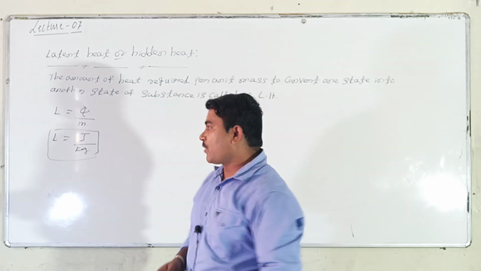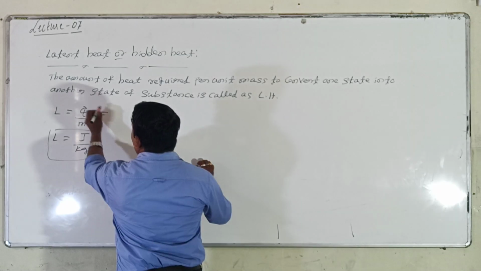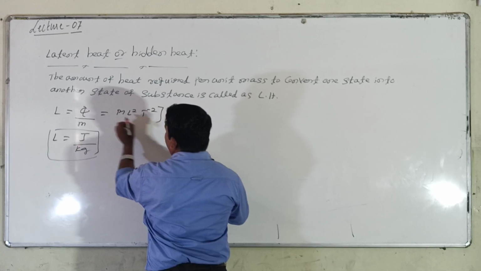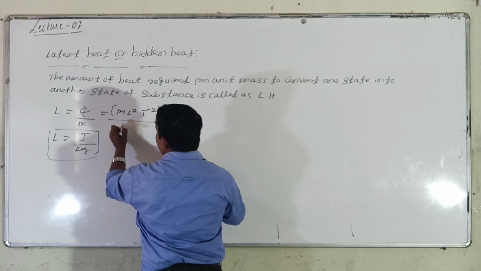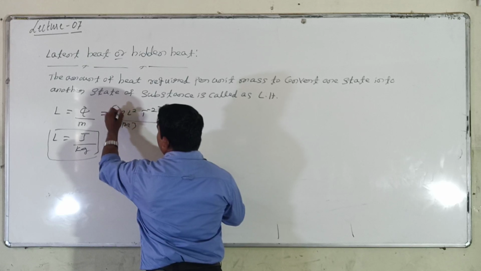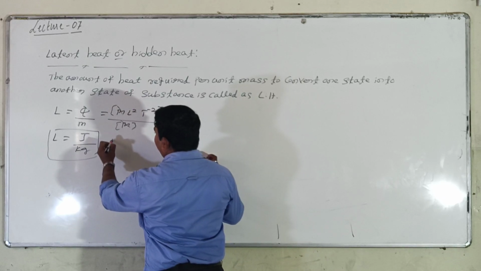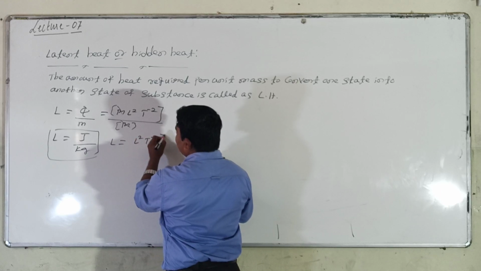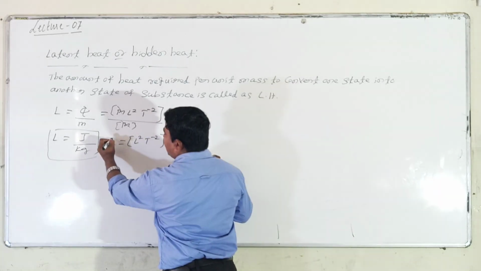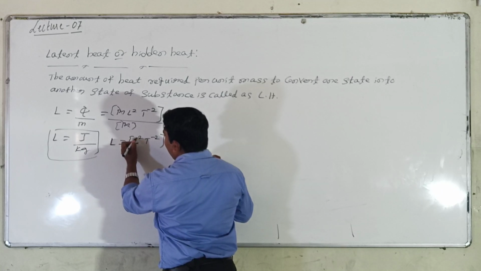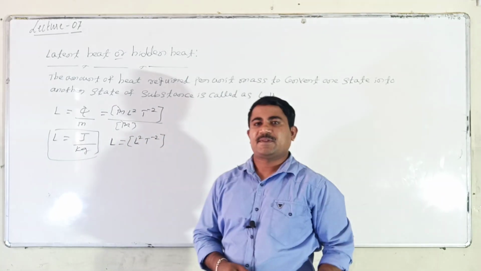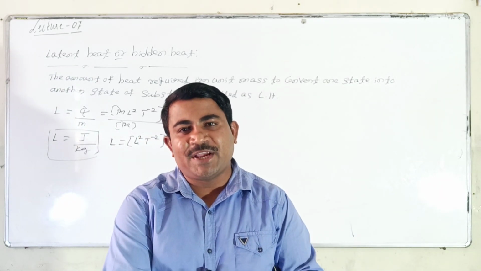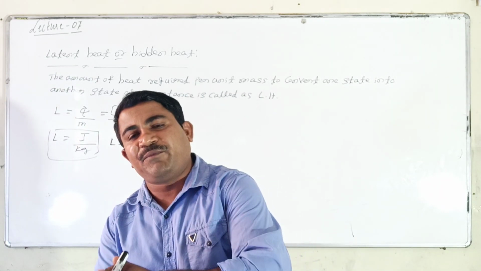Shall I add the dimensional formula of this? See here, heat is nothing but energy. Energy dimensional formula is ML²T⁻² divided by mass. The mass gets cancelled. Then the latent heat formula is L²T⁻². Don't confuse. L here means latent heat. Capital L means the dimensional formula of length. Latent heat may be latent heat of melting, latent heat of fusion, or latent heat of vaporization.